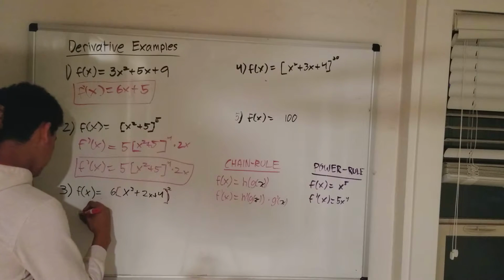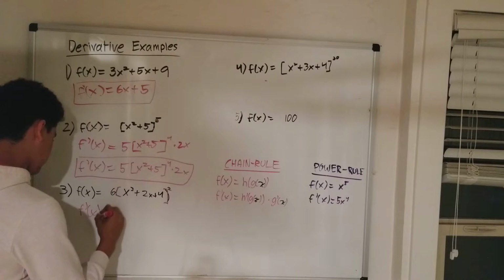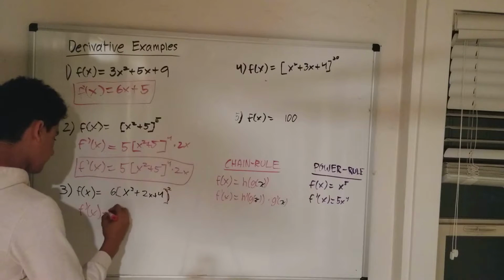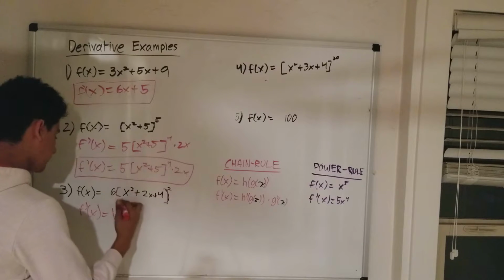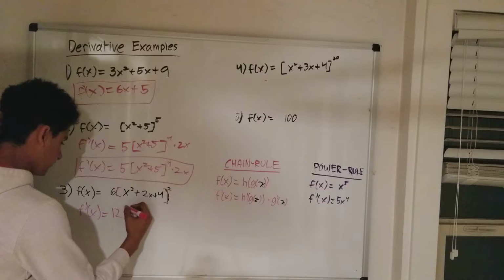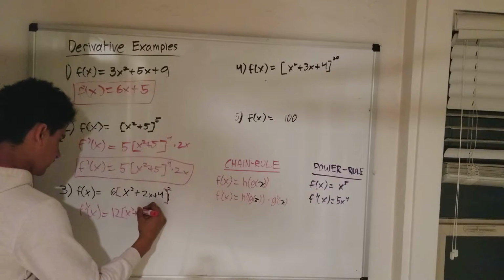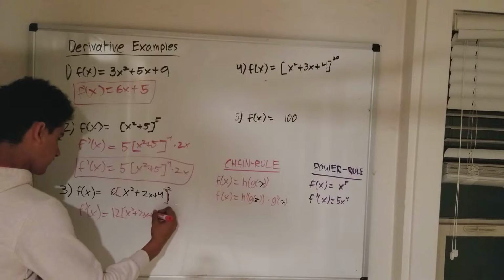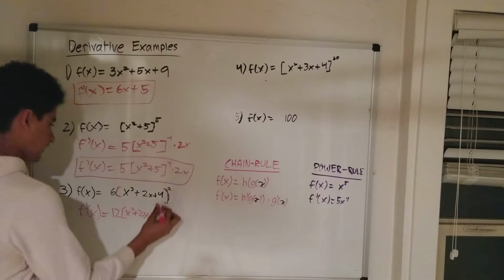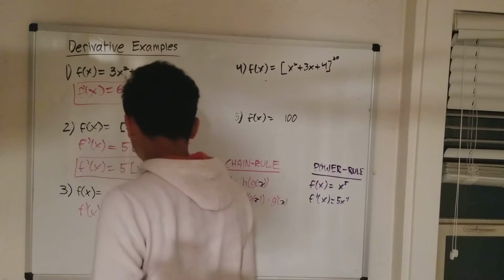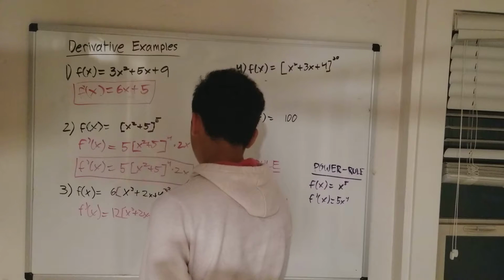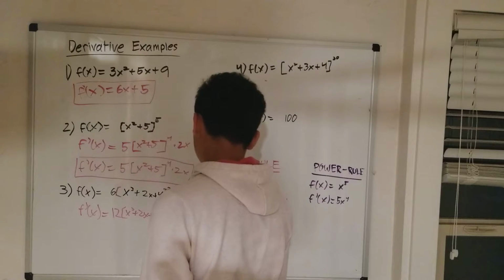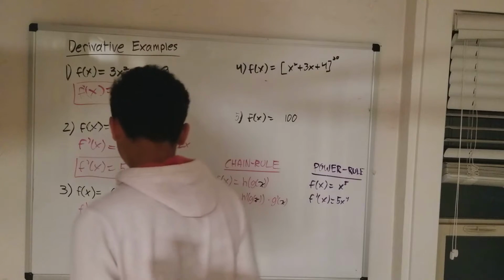So basically, to do this, again, we're going to multiply this out here, making this 12, because remember, you're multiplying this by the coefficient. 12 times x cubed plus 2x plus 4. If you subtract 1 from here, it's going to be 1, so you don't even need to write it down. And then you're going to multiply it by 3x squared plus 2. And that is what the derivative is.